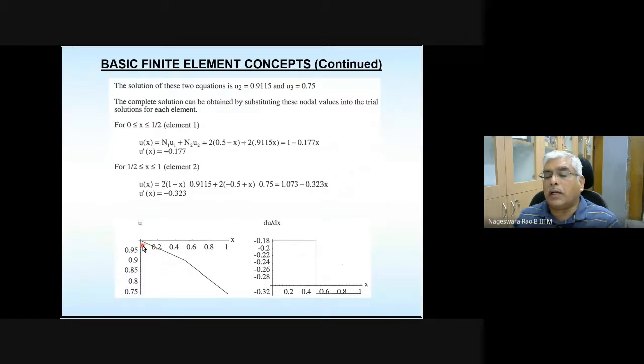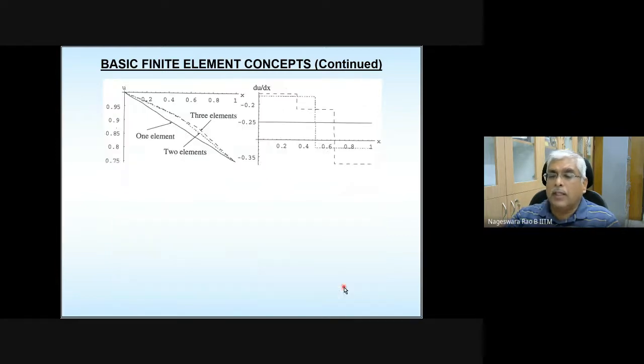For 2 elements, element 1 is going from 0 to half. So this is going to be the solution between 0 and half, and half to 1 is the solution. So you can plot like that. That is how this plot is obtained. Similarly for the derivative of u. The same thing you can repeat even for 3 elements. And if you want 4 elements also, you can try and see how the solution converges.